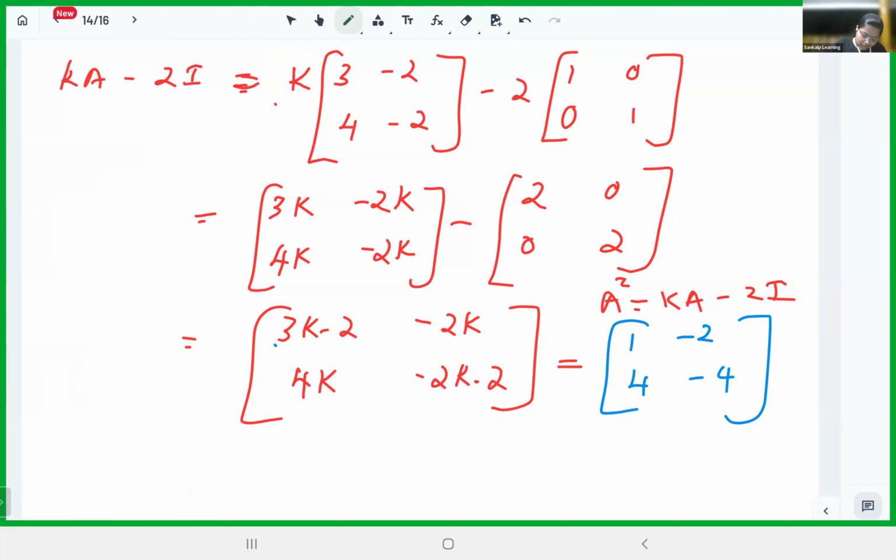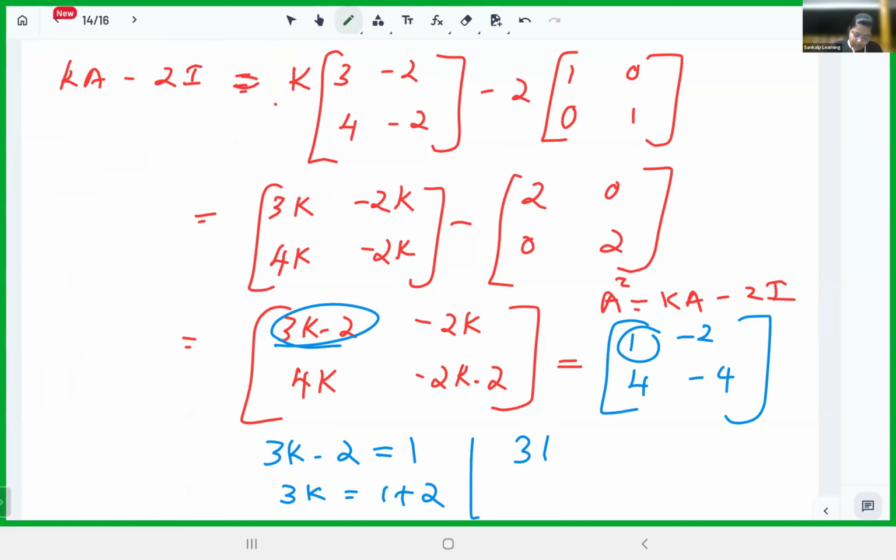Now you take any corresponding values. I'm taking 3K minus 2 is equal to 1. On solving this equation, you'll get the value of K, right? So 3K is equal to 1 plus 2. What is 1 plus 2? Nothing but 3. 3K is equal to 3. So what is the value of K? K is equal to 3 by 3, which is nothing but 1. So K is equal to 1.